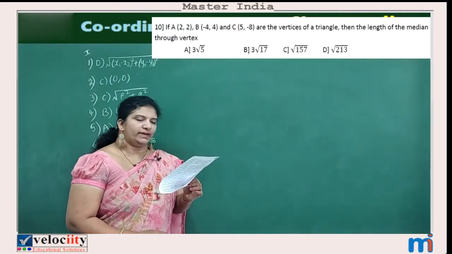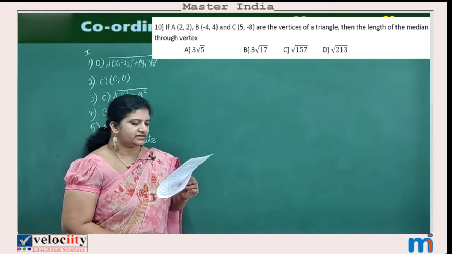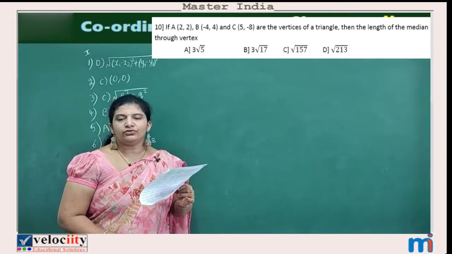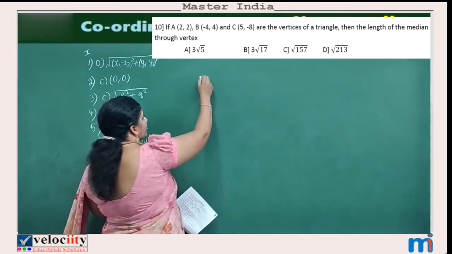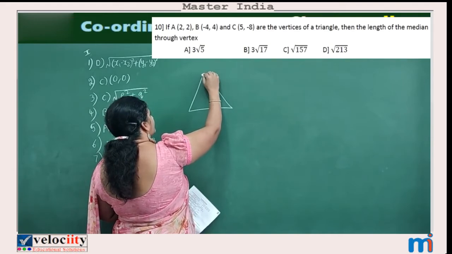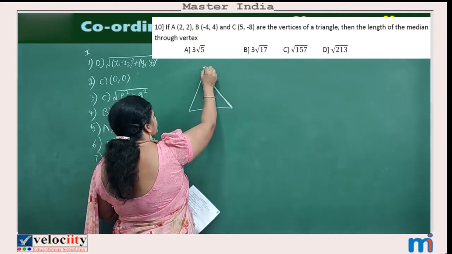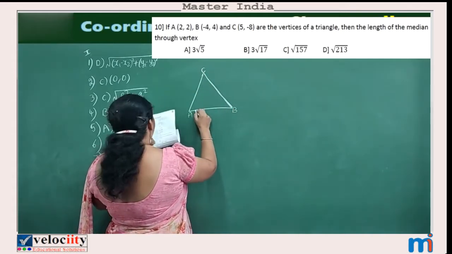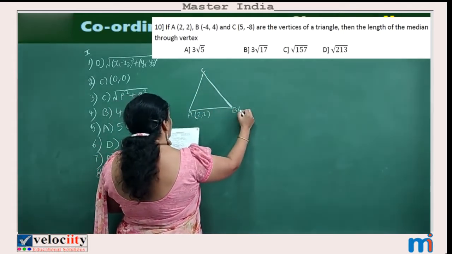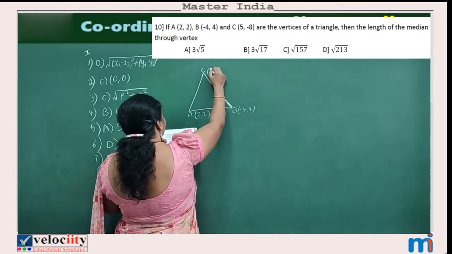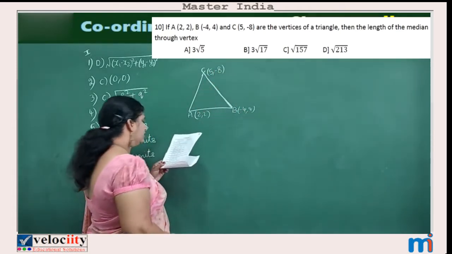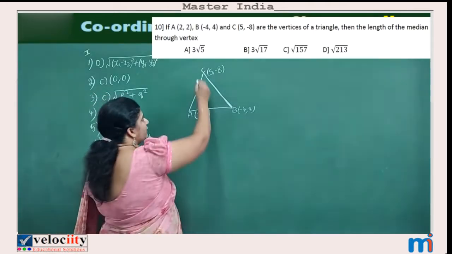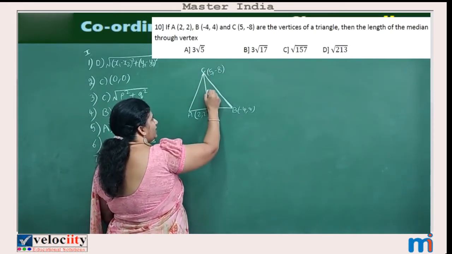10th question. If A(2, 2), B(-4, 4), C(5, -8) are the vertices of a triangle, then find the length of the median through vertex C. Okay, let me draw a triangle here first. Vertex C, let me take here C, B, A. Write the coordinates. Median, so what is this length?